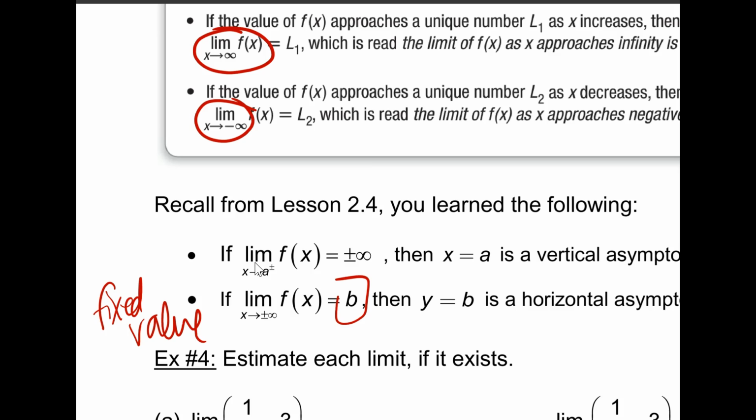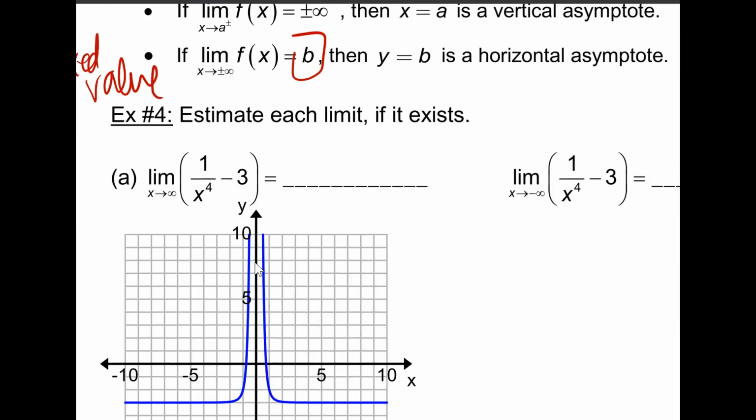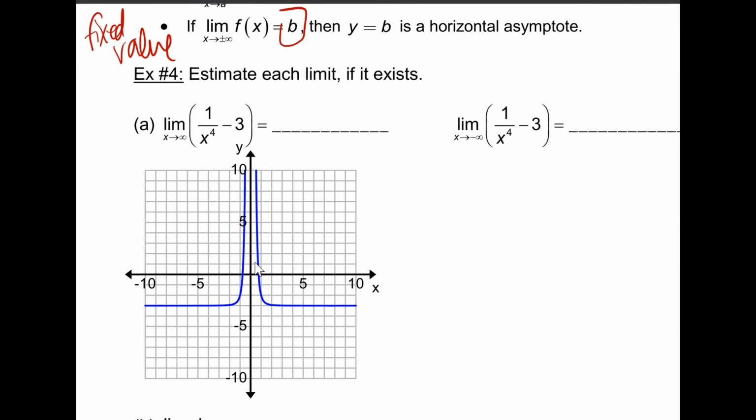Okay. All right, so let's estimate each limit if it exists. So the limit as x goes to infinity of this function. What's happening as we go to infinity? Let's see, as x goes to infinity, that's going to be going this way. Am I approaching a certain number? Negative 3. Because I'm only looking at as x goes to infinity, versus if x goes to negative infinity.